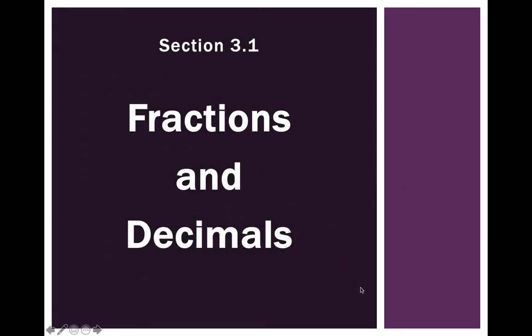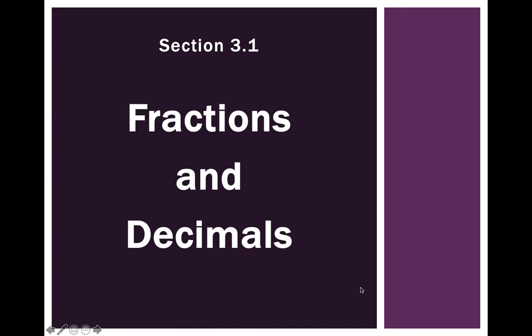This is lesson 3.1, fractions and decimals. In this lesson, we are going to be talking about how to convert between fractions and decimals, as well as how to compare and order fractions and decimals from least to greatest.